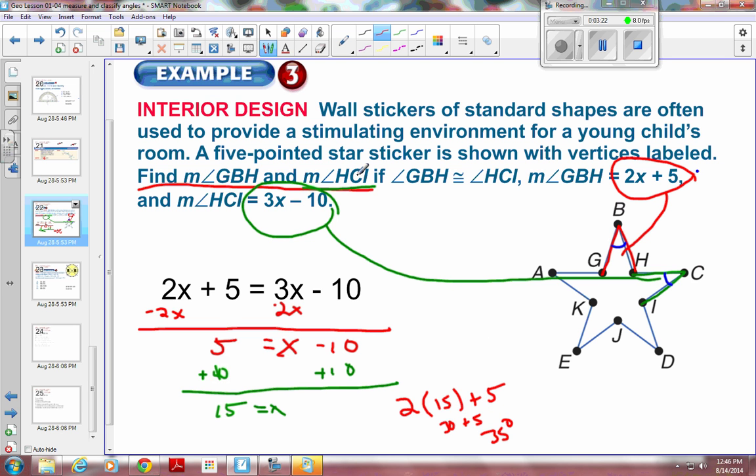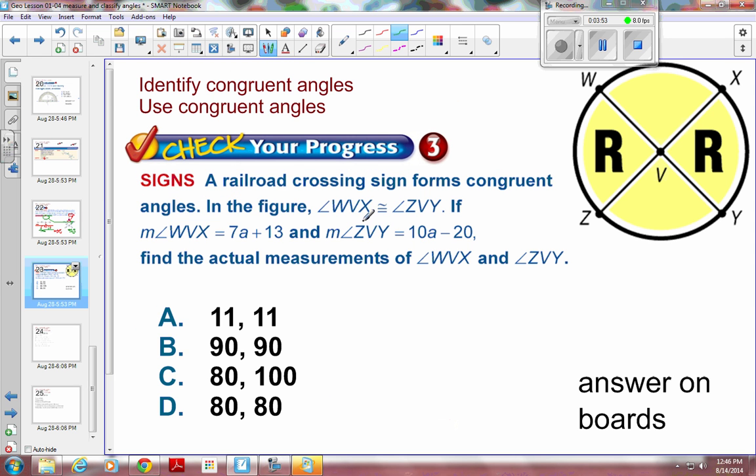We also want to say HCI. We know they're congruent, so it should be the same. Let me just double check it. This was 3 times x minus 10, and we said x was 15. So 3 times 15 is 45, and if we subtract 10, we do get 35 degrees. So in both cases, we get 35 degrees. We've checked our work, and we know that they are both 35 degrees. So take a moment, see if you can set this one up and solve it, and then check your answer when you get back.